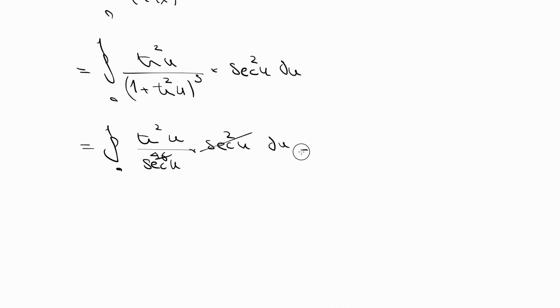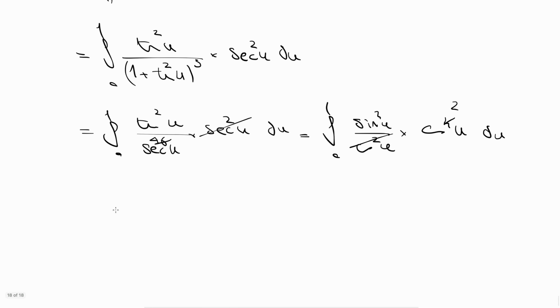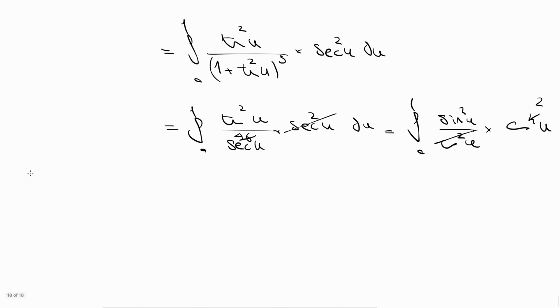Let me continue writing here. So tangent squared of u is simply sine squared of u over cosine squared of u, times cosine to the power of 4u. This will become squared, and this will cancel out. Right. And I'll continue here. So we'll have sine squared of u multiplied by cosine squared of u du.